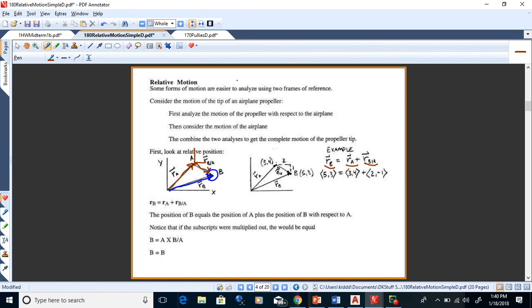So if I know RB there is 5, 3, that X is 5 and Y is 3, and A is 3, 4, how I get from A to B is I go 2 in the X and -1 in the Y. So 3 plus 2 gets me the 5, and 4 minus 1 gets me the 3. Okay? Pretty straight up.